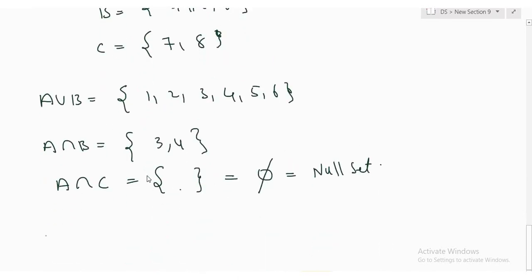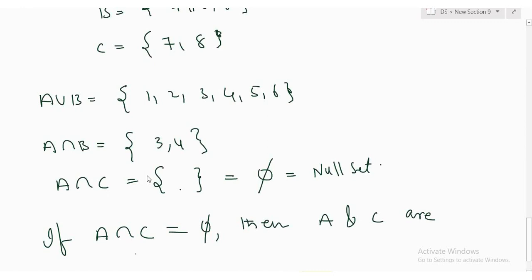Okay? If A intersection C equals the null set, then A and C are called disjoint sets. Very, very important. Where am I going to use it? You are going to use this definition a lot.